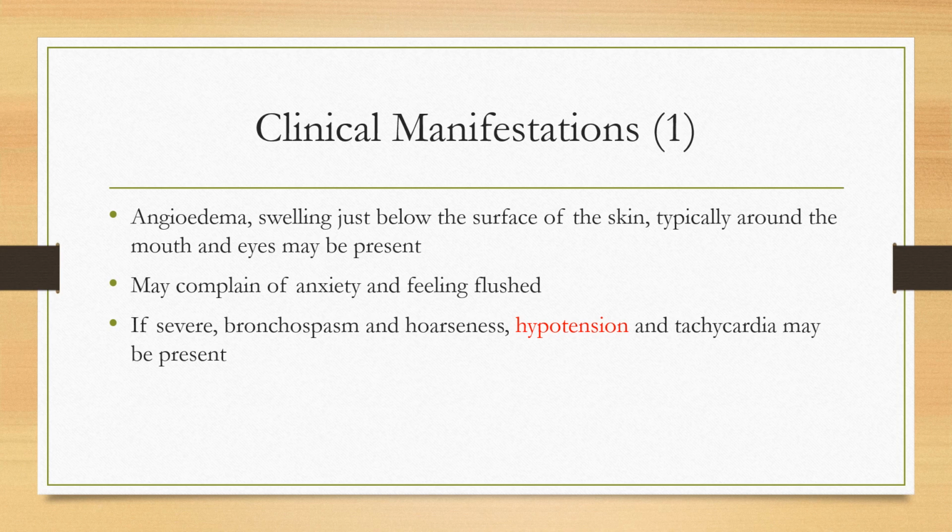They may have angioedema, which is swelling just below the surface of the skin, typically around the mouth and the eyes. They are going to have anxiety. They're going to feel hot. They're going to be flushed. And if the anaphylaxis is severe, they will have bronchospasm. Their voice will be hoarse because their throat is closing.